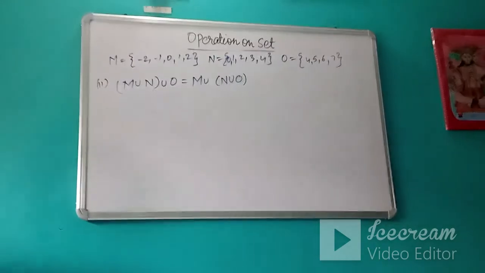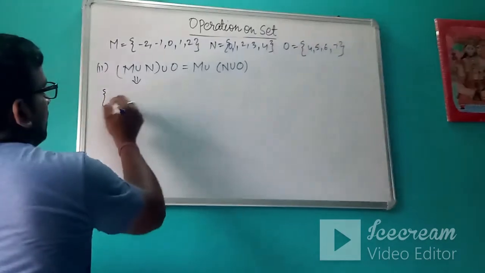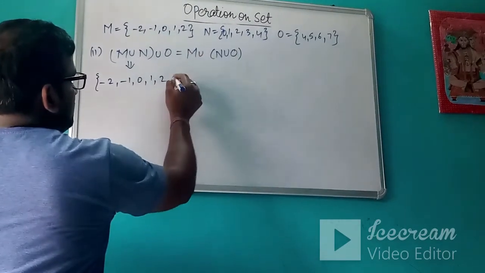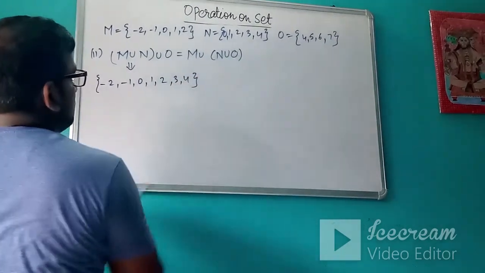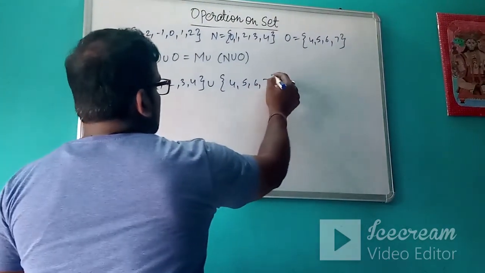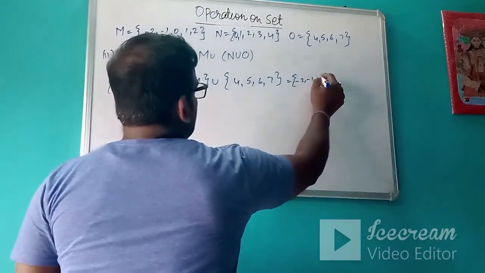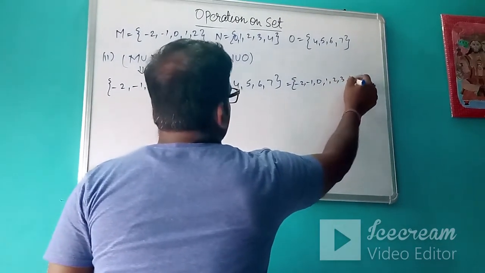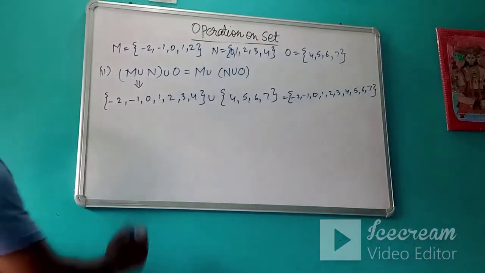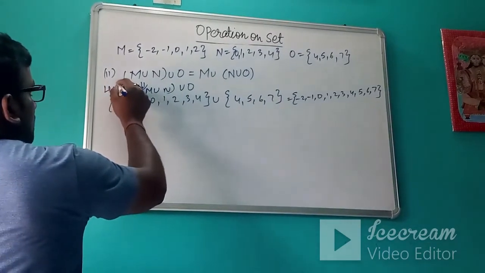Okay, so this is our second part of this question. So first we will calculate M union N. So what will be our M union N? -2, -1, 0, 1, 2 and the elements which are not there in M, that is 3 and 4. Union, what is our set O? 4, 5, 6, 7. So when you do the union, what you will get? -2, -1, 0, 1, 2, 3, 4, 5, 6, 7. This will be your M union N union O. This is our LHS.